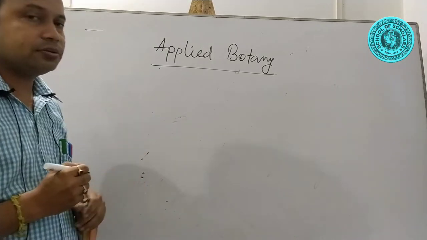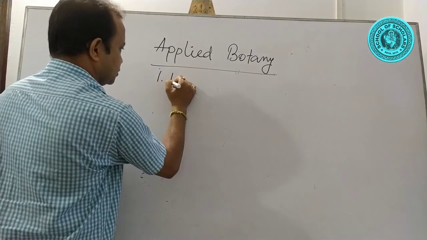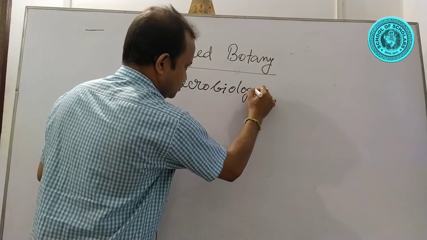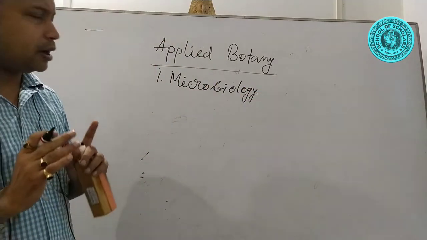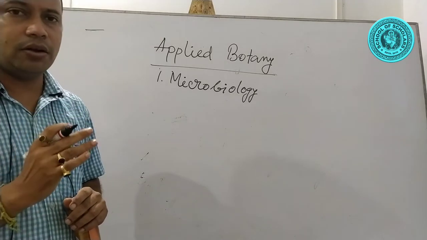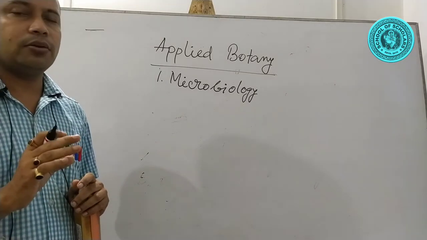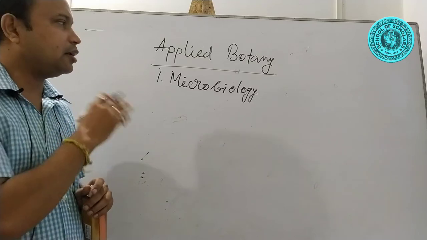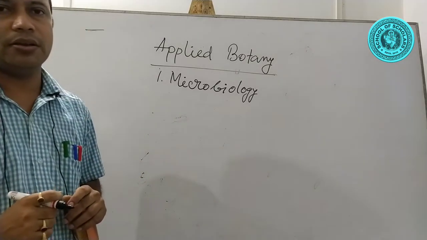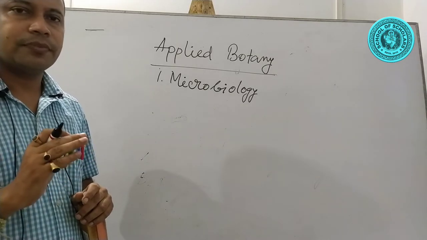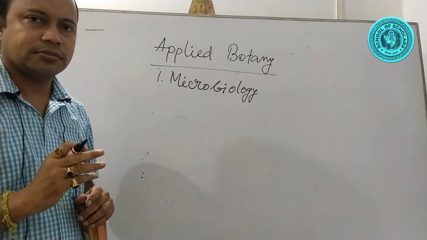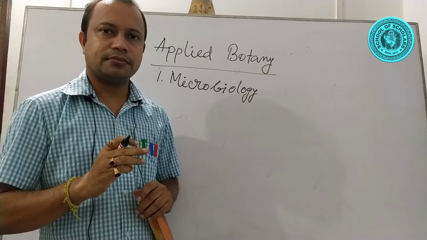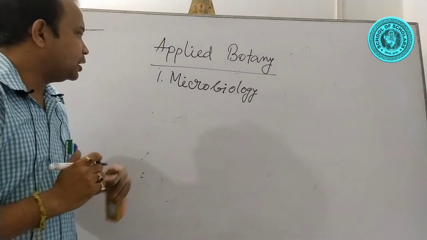I give some examples of applied botany. The first you see is microbiology. Microbiology deals with the study of all the microbes or microorganisms. Microorganisms are organisms which are not observed by the naked eye. That means these are microscopic. Therefore, this branch is called microbiology. Microorganisms include virus, bacteria, certain algae, certain fungi, etc.